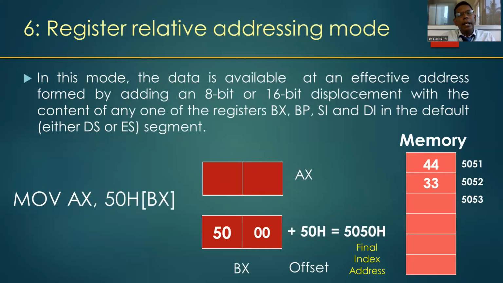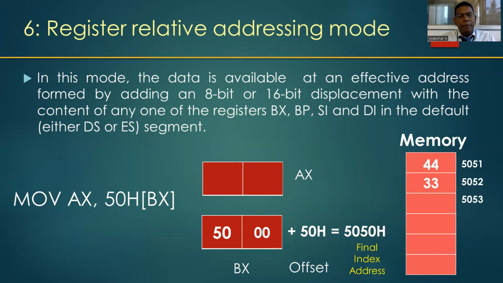Next, register relative addressing mode. In this mode, the data is available at an effective address formed by adding an 8-bit or 16-bit displacement to the content of any one of the registers BX, BP, SI, and DI. The default segments are DS or ES. In the instruction, the address is stored in the BX register. So BX contains 5000. The displacement value is 50. That is an 8-bit displacement.